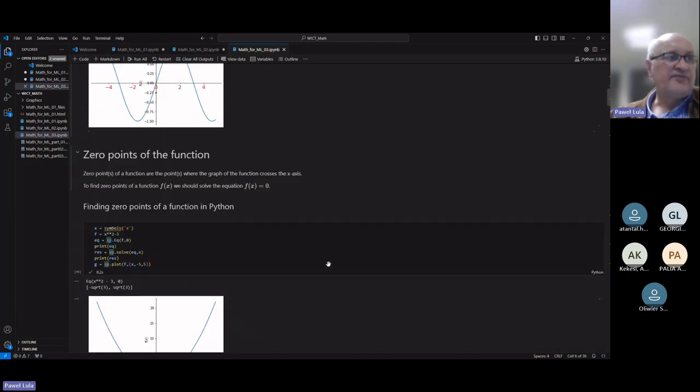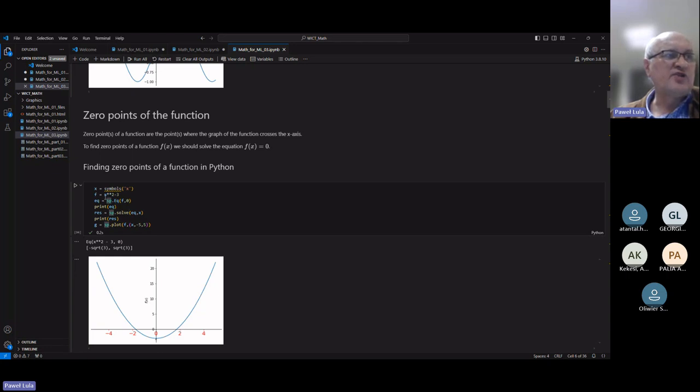And how to do it? For example, we have a function which is defined here: x to the second power minus 3. We can try to find its zero points. If we want to find zero points, we should solve the equation: this function is equal to 0. So in our case, this equation is x to the second power minus 3 is equal to 0. And we want to solve it.